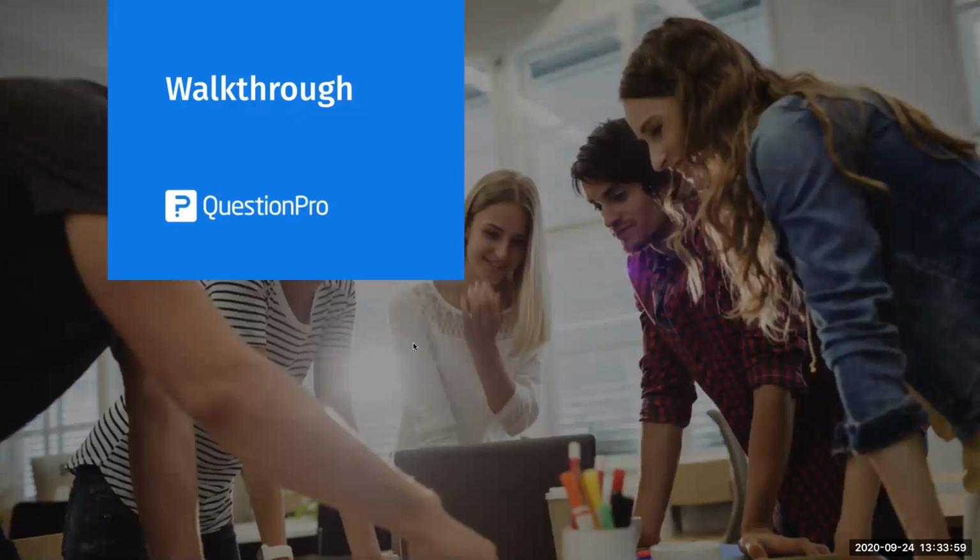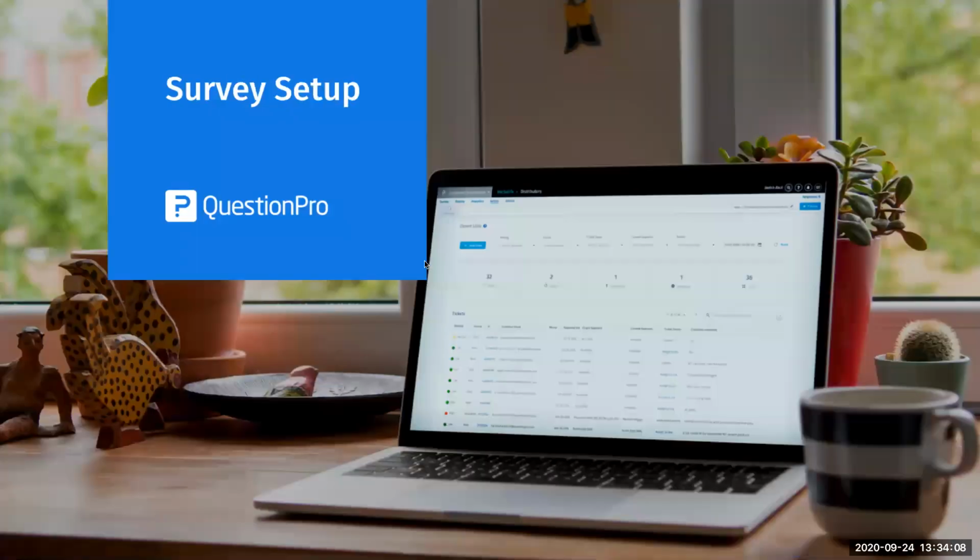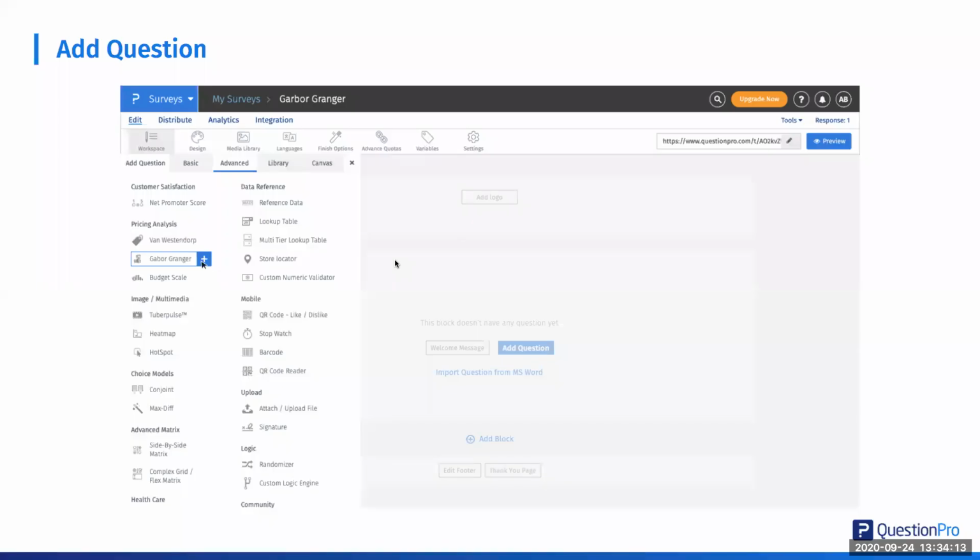Something that I hadn't mentioned before is that Gabor-Granger was manually built within our system. It currently isn't an official feature that we have set up. It's not an actual question type yet. It is currently being worked on by our product team in QA and in our lab site. We're still working on the tweaks of it, but it will be available as a pricing analysis question at some point during the middle of Q4.